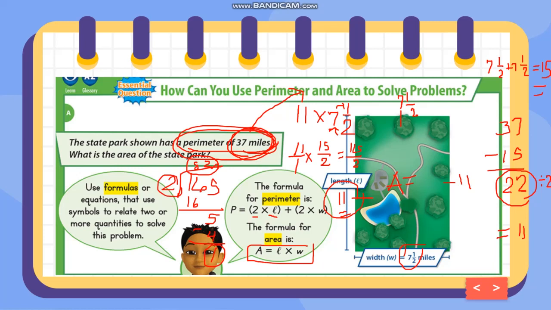That's why the area is equivalent to 82 and 1/2. So we have already answered: what is the area of the state park? The area is 82 and 1/2.